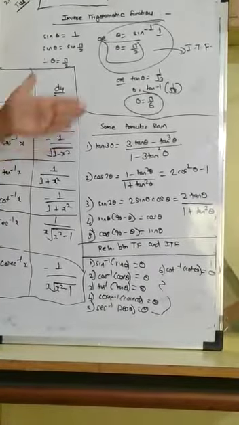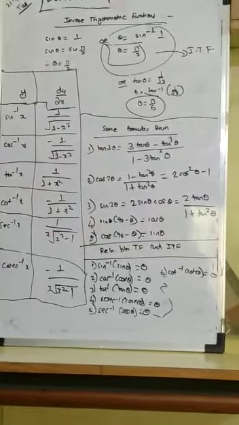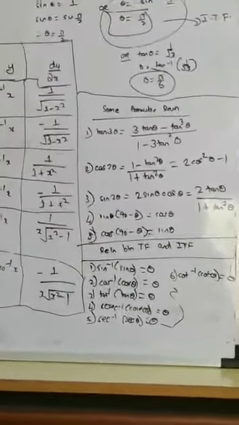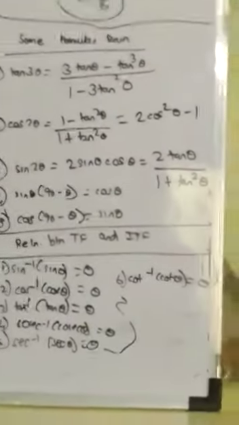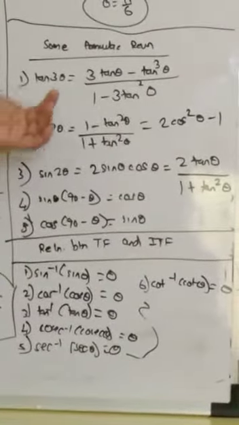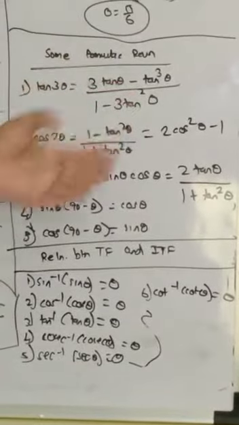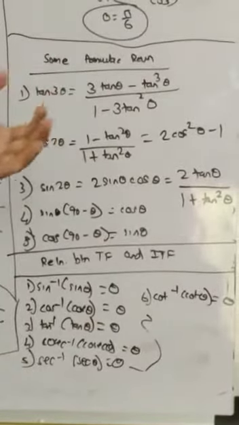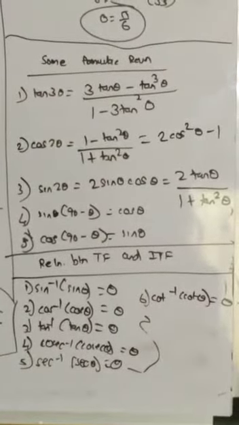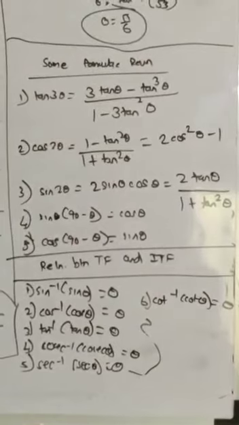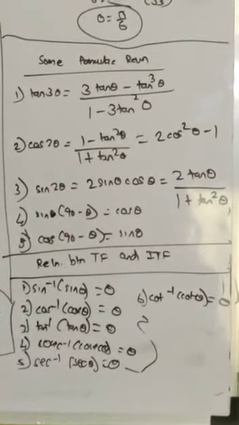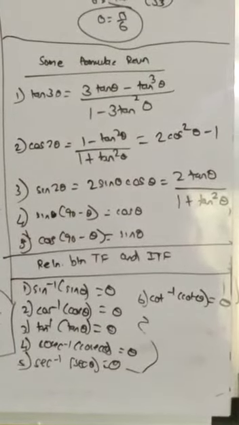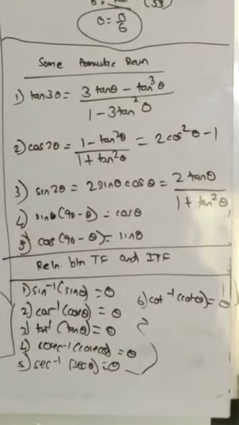Some 10th and 11th trigonometric formulas, guys, which will be useful for me and you to solve the next two sums. Tan 3 theta is equal to 3 tan theta minus tan cube theta upon 1 minus 3 tan square theta. Cos 2 theta can be written as 1 minus tan square theta upon 1 plus tan square theta. It can be written as 2 cos square theta minus 1. Not mentioned here, but cos 2 theta is also cos square theta minus sin square theta. Cos 2 theta is also 1 minus 2 sin square theta. Sin 2 theta can be given as 2 sin theta cos theta, which is equivalent to 2 tan theta upon 1 plus tan square theta.